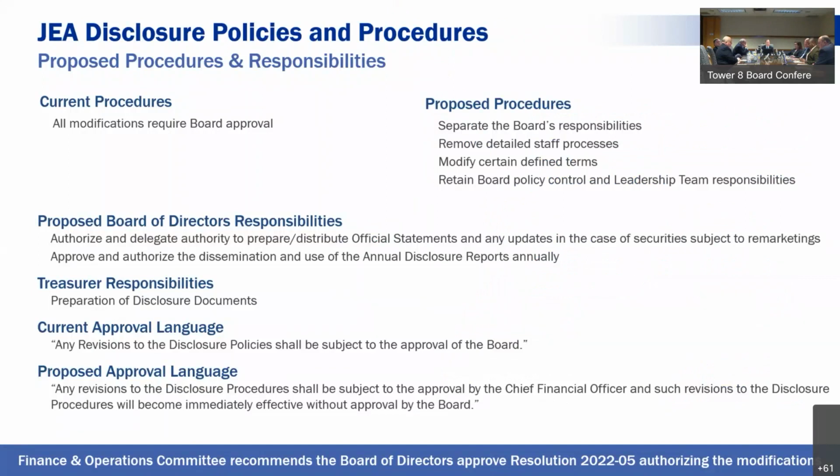The disclosure policies and procedures were originally approved by the JEA board in May of 2015. Our disclosure counsel, Greenberg Traurig, has proposed changes consistent with current best practices to separate the board's strategic disclosure responsibilities from the execution and administration of the disclosure policies by the JEA leadership team and staff. While the board retains responsibility for the policies and procedures, the revisions provide flexibility for the CFO to make modifications to the policies without having to seek board approval. The more detailed staff procedures will be contained in an internal control document that we are currently drafting.